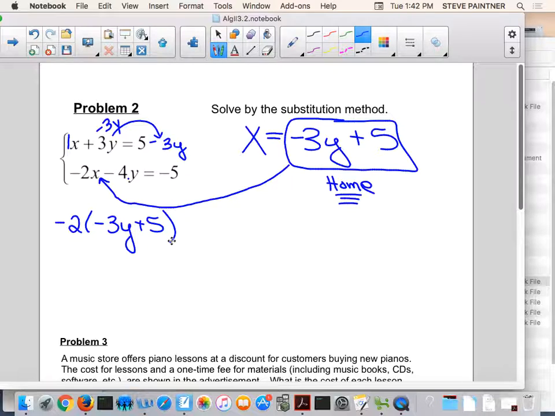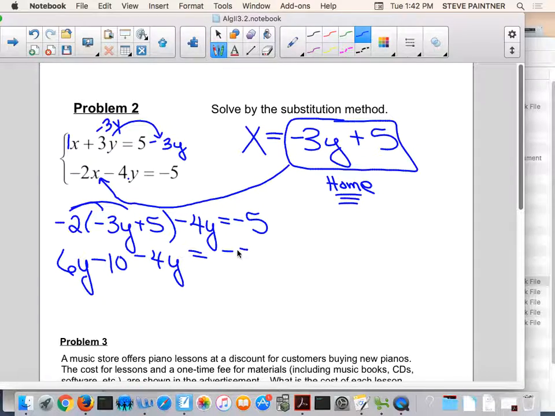Replace the x with that number. Minus 4y equals negative 5, right? Now start running the multiplier through. What's this? What's that? Say it. 6y. Minus 10. Minus 4y equals negative 5. Okay. Combine like terms. 6y take away 4y, 2y.